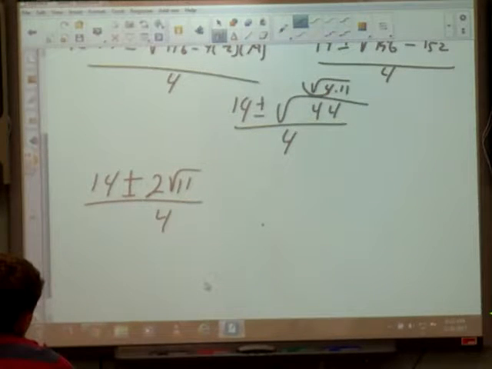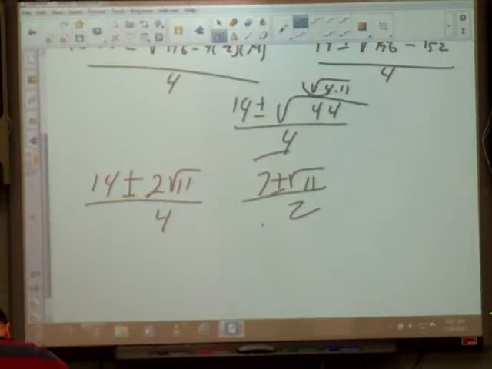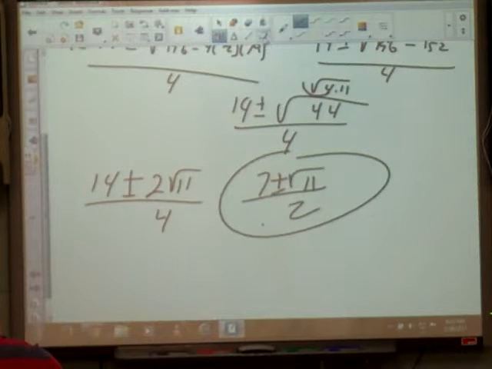How does it simplify? Not a 4, but you're on the right row. 2 is what will go evenly into all of them. So divide them all by 2, that would be 7 plus or minus 1 square root of 11 over 2. That'd be it.